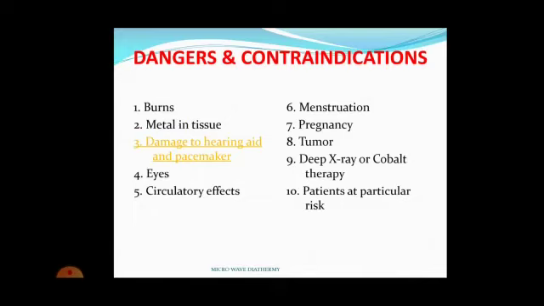Damage to hearing aid and pacemaker. When the patient has a hearing aid, because of the frequency of microwave diathermy, the function of the hearing aid may be disturbed. In case of a pacemaker, we know that it is a type of artificial heartbeat generator, so we can say it is an artificial SA node, clear. Microwave diathermy may disturb the rhythm of this pacemaker, so the patient may have problems and this may be life threatening. It is advisable to avoid such patients with pacemakers, especially whenever you want to treat the area surrounding the pacemaker, like the shoulder or neck.